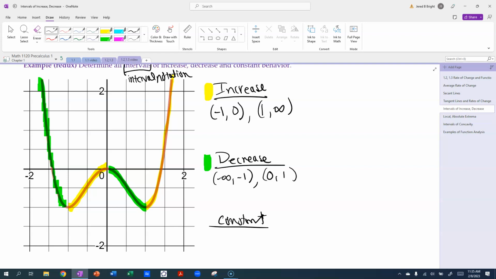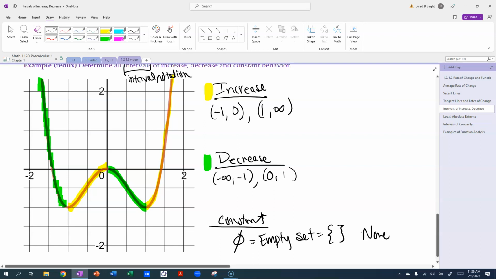Okay, and then where is it constant? Where is it flat? And I'm just going to say there aren't any, so you can say none. This is technically called the empty set, to communicate nothing. So you could do that too, or you could just write none. Any one of those responses is fine. Okay, so be aware of intervals of increase, decrease, and constant behavior. They will be showing up a lot.